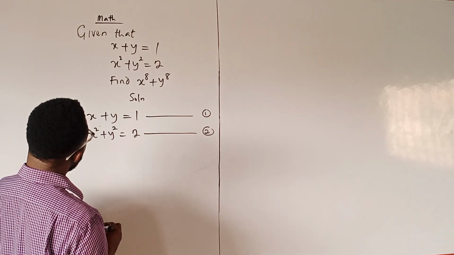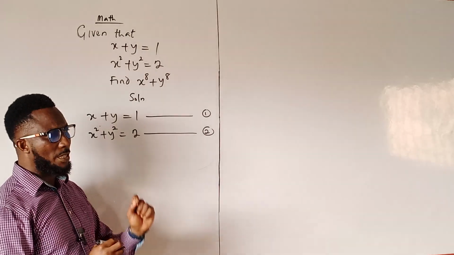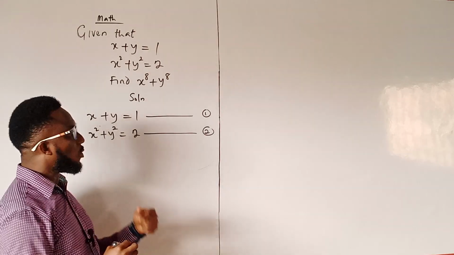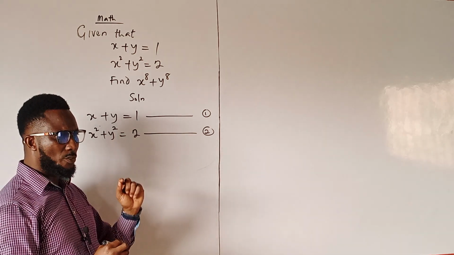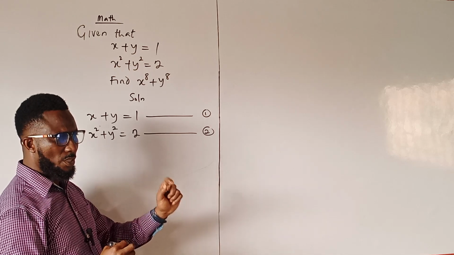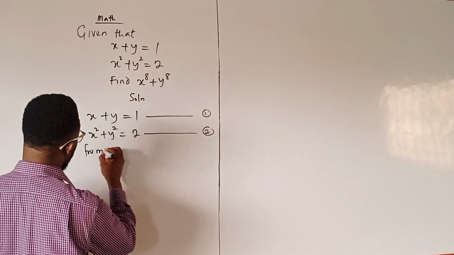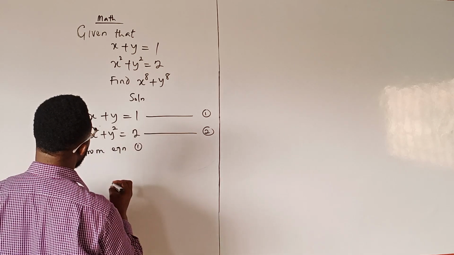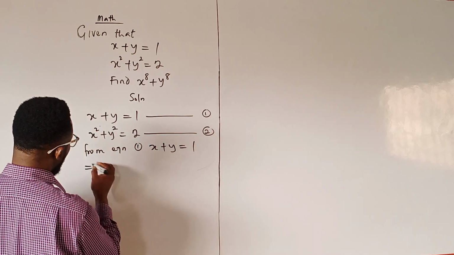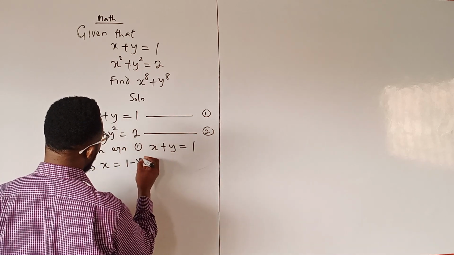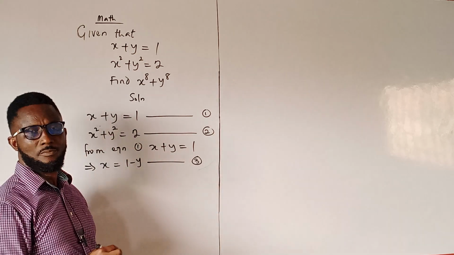Then equation 1, I can make a subject formula, either making x be the subject or y the subject. It's a matter of choice. I think this one is called the substitution method in solving simultaneous equation. I would then say from equation 1, we have that x plus y is equal to 1. So this implies that x equal to 1 minus y. I could also call this equation number 3.